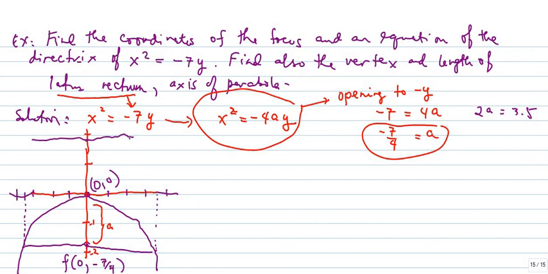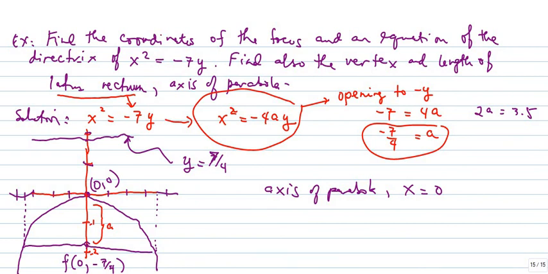Now this time, the directrix. This is our directrix, which passes through y equals 1.75, that is 7 over 4. So the equation of the directrix is y equals 7 over 4. And then the axis of the parabola passes through the y-axis, so that is x equals 0. Okay, that is how we solve the parabola.